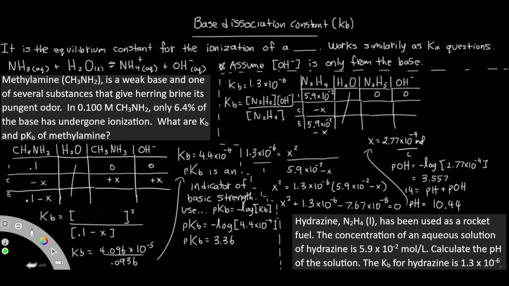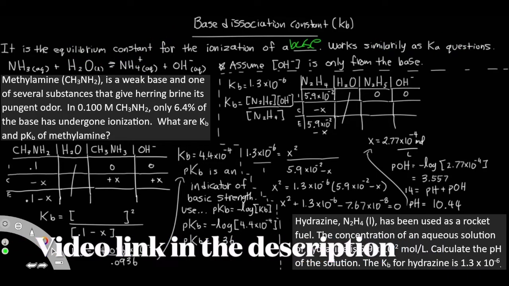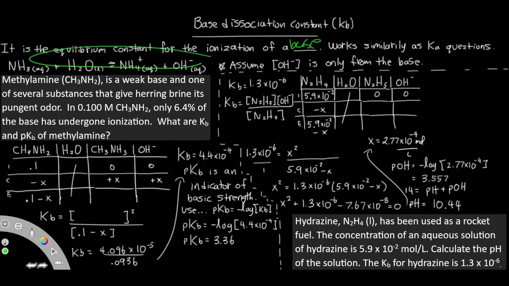Base dissociation constant. It is the equilibrium constant for the ionization of a base. Just like any other equilibrium constant, you have to put your products on the top, reactants on the bottom. It works similarly to the K questions we've been doing previously in our videos. Let's have a look at this one over here.